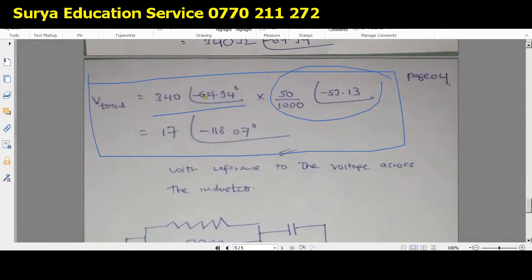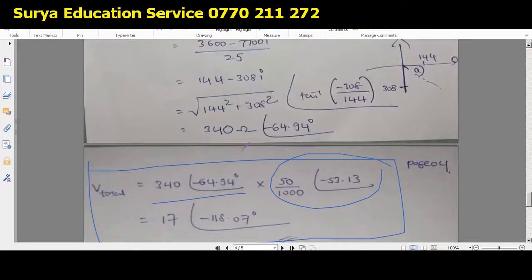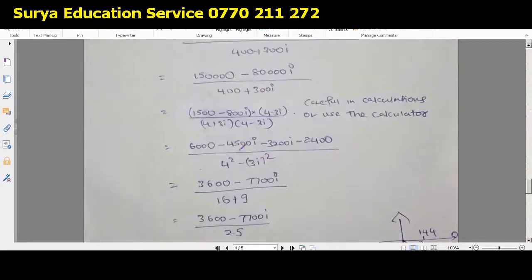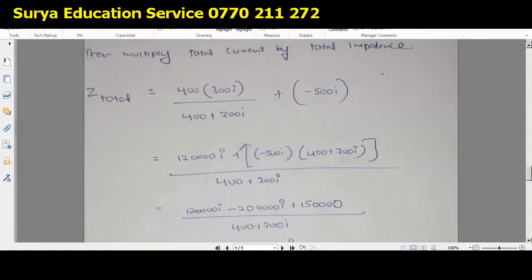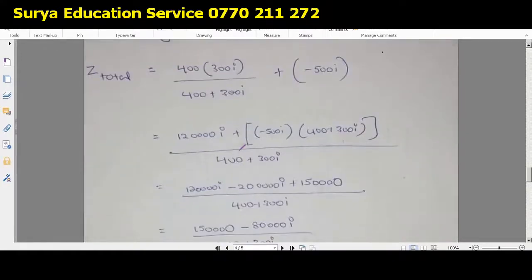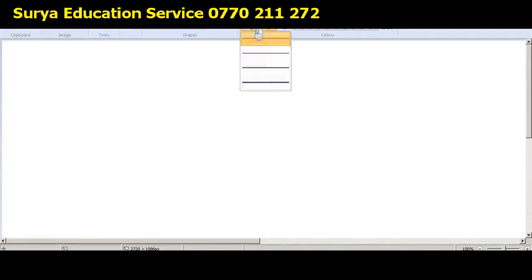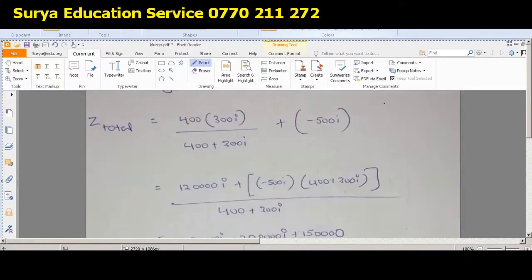So now let's see how we are going to obtain this 340 minus 64.94 value. That's easy, guys. So I will teach you that. Okay, that is very easy, no doubt. Okay, so now what's our target? So now our target is to evaluate the total impedance, right? So now just focus on this.